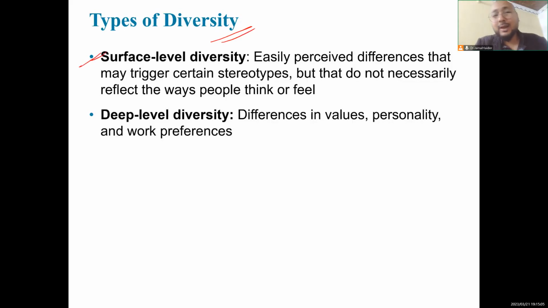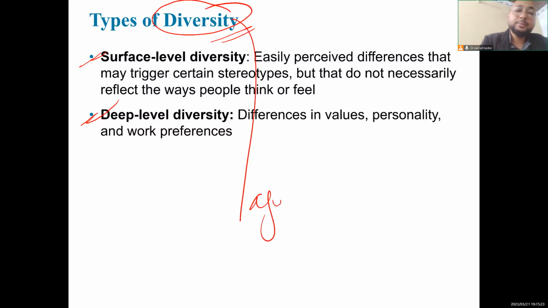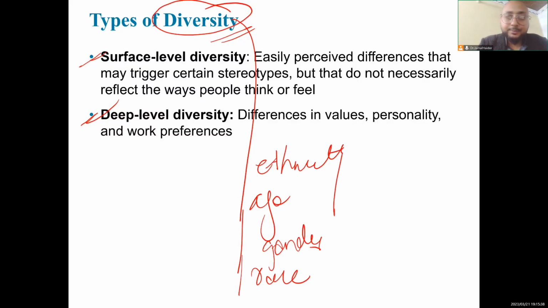So there is surface level diversity and there is deep level diversity. Diversity in a simple sense means the demographic characteristics of your workforce, which means age, gender, race, ethnicity. So there are two types of diversity: surface level diversity, which are easily perceived differences that may trigger certain stereotypes, but that do not necessarily reflect how people think.